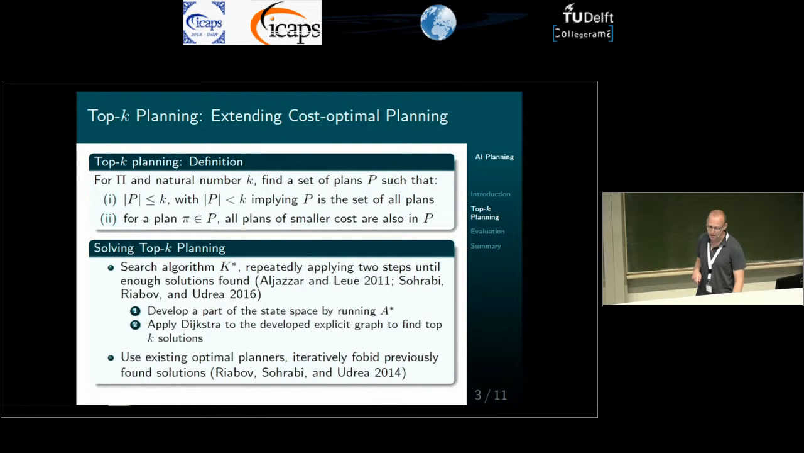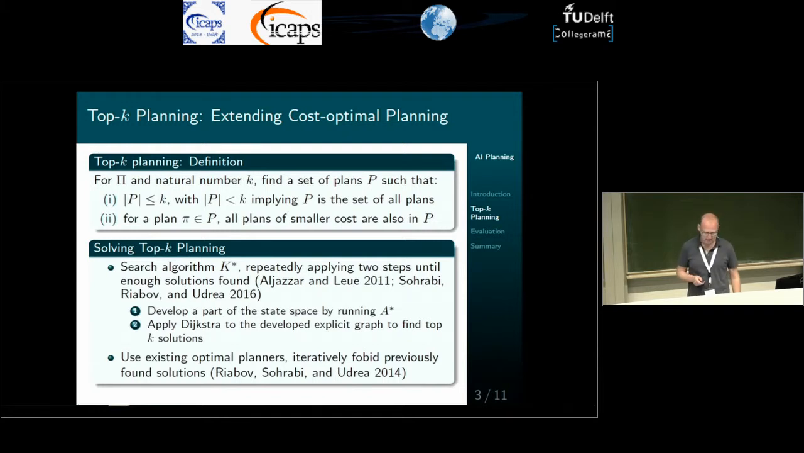So top K planning is about finding a set of size K of plans such that there exists no plan outside of that set that will be of smaller cost, sorry. If you don't have enough plans, then just take all the plans that you have.